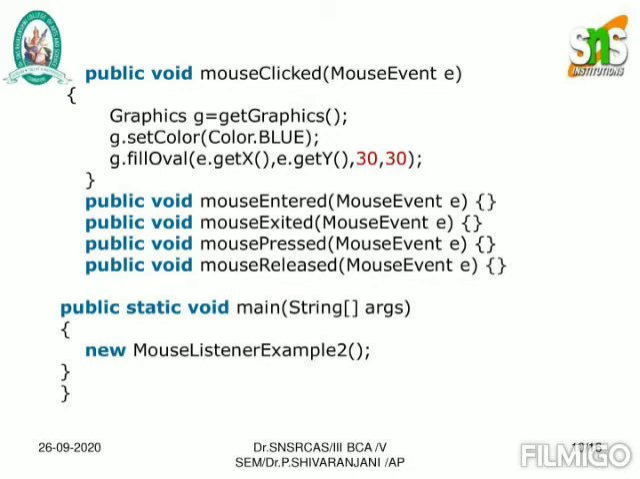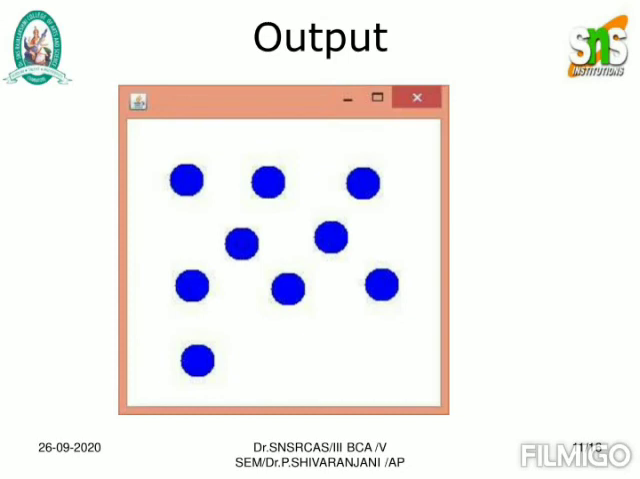In the main program, I have created an object for the class called MouseListenerExample. This automatically invokes the constructor, and the window will be created. Inside the window you'll have different shapes. This will be the corresponding output of the program.